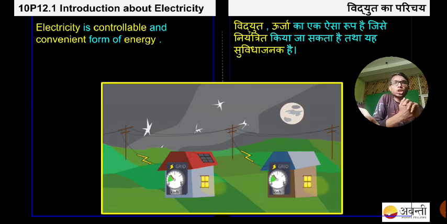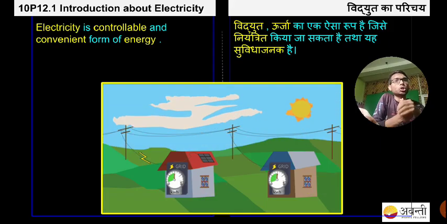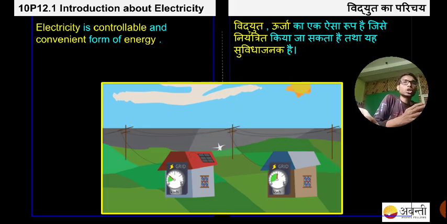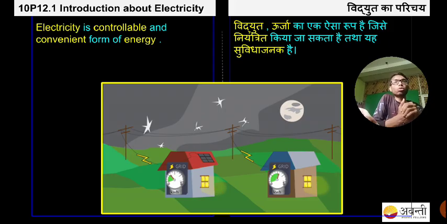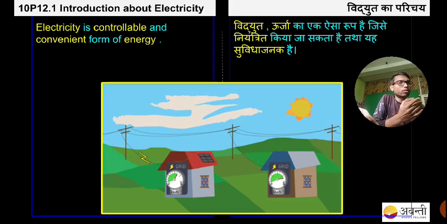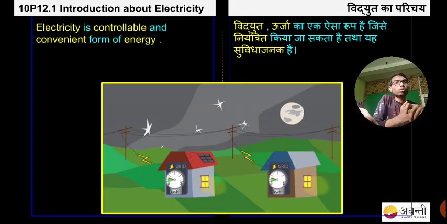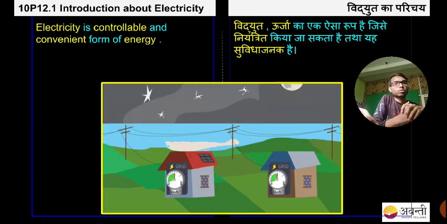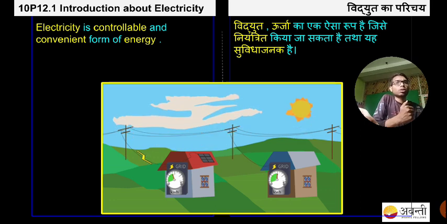Now, electricity is controllable. Where is electricity controlled? Electricity is a controllable and convenient form of energy. We can control this. We have a powerhouse where electricity is controlled. Yes, we can decrease the voltage of electricity. We can increase the voltage of electricity. All this can happen at the powerhouse.